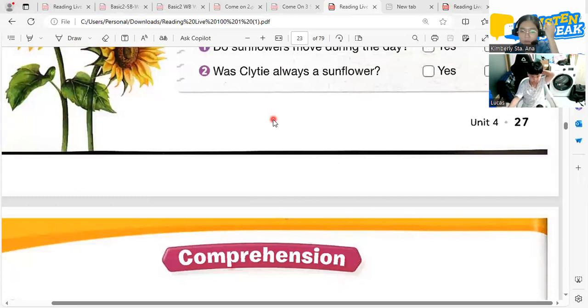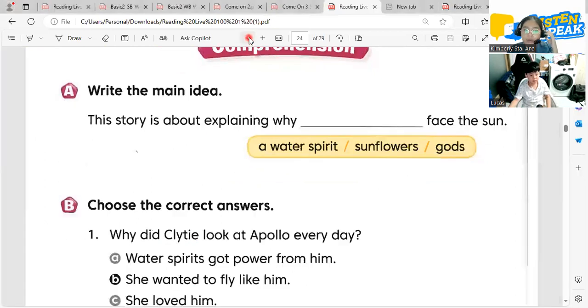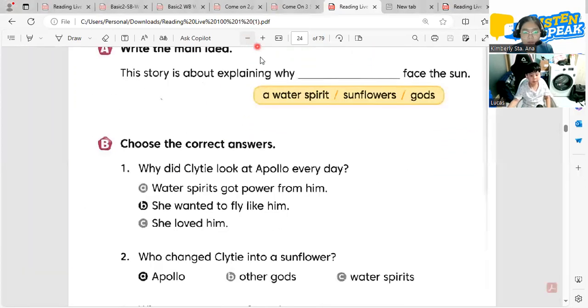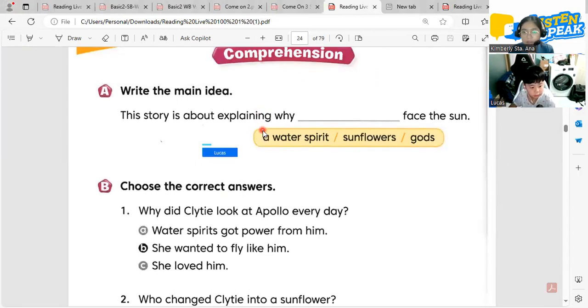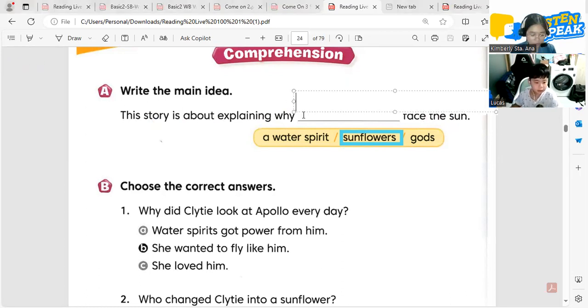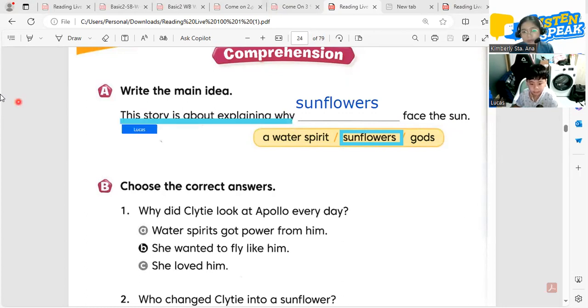Now let's go here. I want you to look here and help Teacher Anna. Let's talk about the story. What is the story all about, Lucas? This story is about explaining why sunflowers face the sun. One more time, okay? I'll write your answer here and then you need to read your sentence for me. This story is about explaining why sunflowers face the sun.